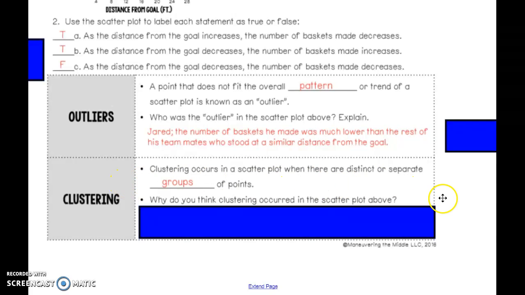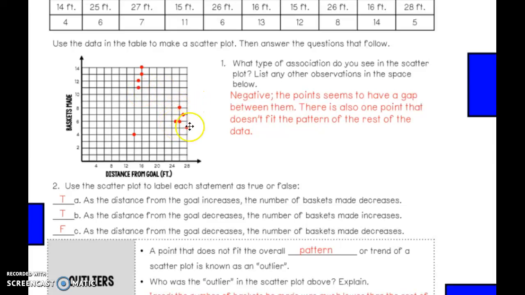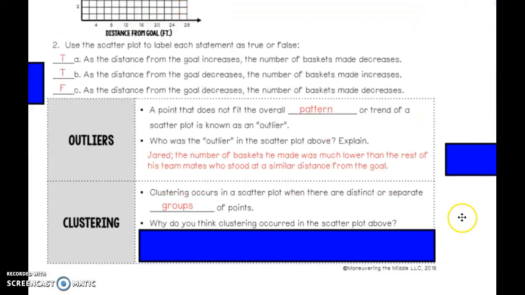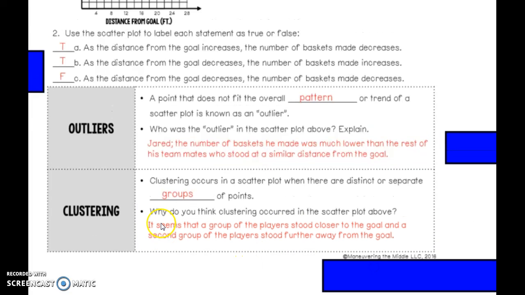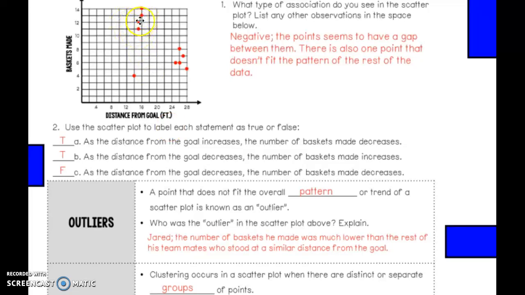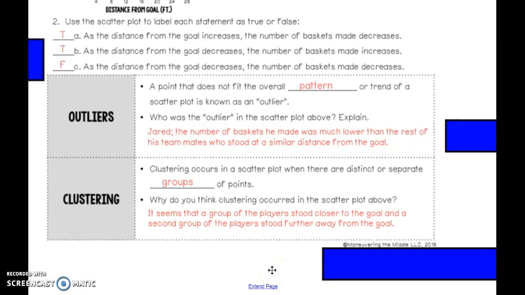Clustering occurs in a scatter plot when there are distinct or separate groups of points. Remember we talked about all these people that stood far away from the basket really had similar results, and so did the people that were standing closer. They all had similar results. So we call those clusters. In the plot above, it seems that a group of players who stood closer, this group right here, had similar results, and then there's another cluster right here. So outliers and clusters are the vocab words that we're working on today, and we'll get you some practice in just a minute.